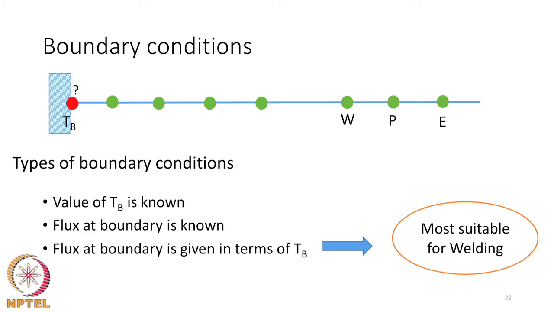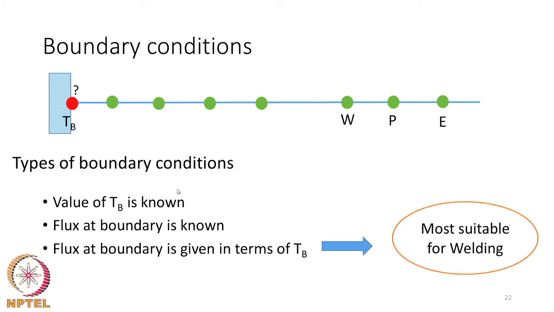But the most popular condition in welding would be the third one, where the flux at the boundary is given in terms of the boundary temperature, and this is valid for example for convective heat loss on the side walls and on the top. It is also valid for the radiative heat loss on the surface, and in all these situations the boundary temperature is playing a role. And at the end of the analysis we need to have Tb known, so that for the solution of the linearized set of equations from the location 2 onwards you have the neighbors known.